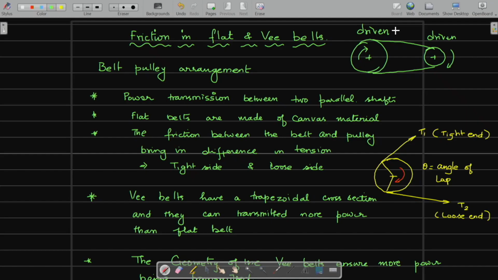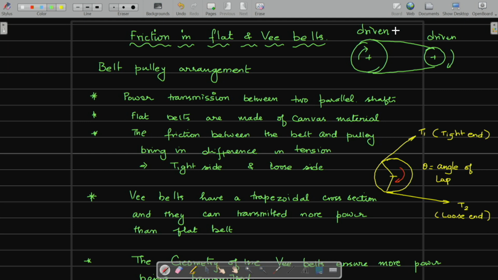In this lecture, we will talk about what is a belt pulley arrangement. We will see how friction plays an important role in transmitting power in a belt pulley arrangement. In this process, we will try to derive the relationship between the tight end and the loose end in a belt pulley arrangement in the belts, which causes the power transmission.